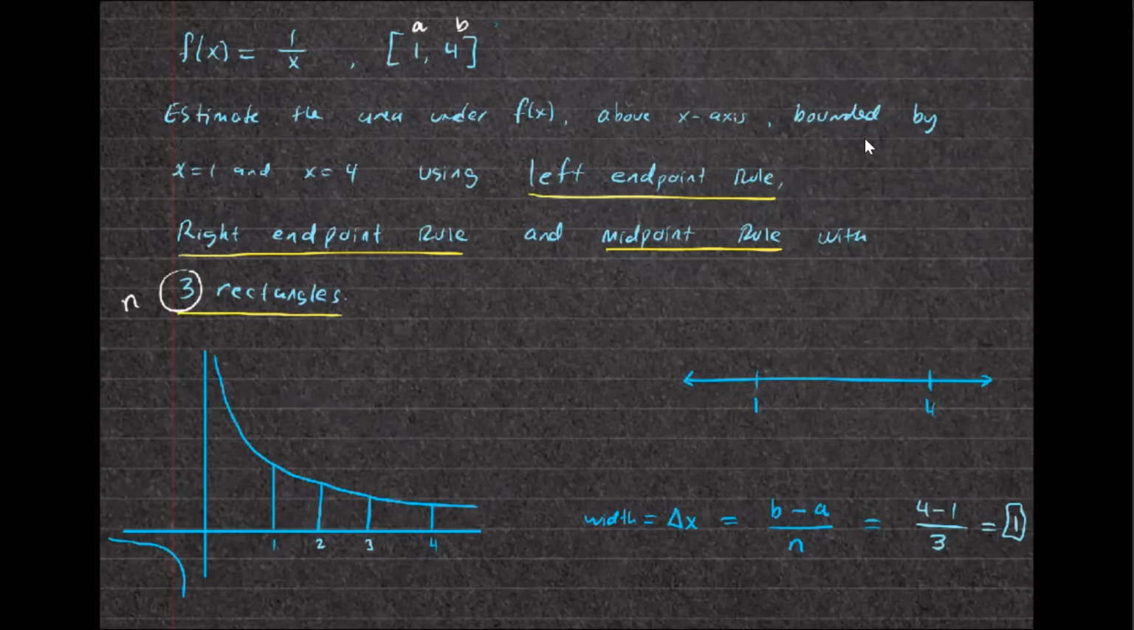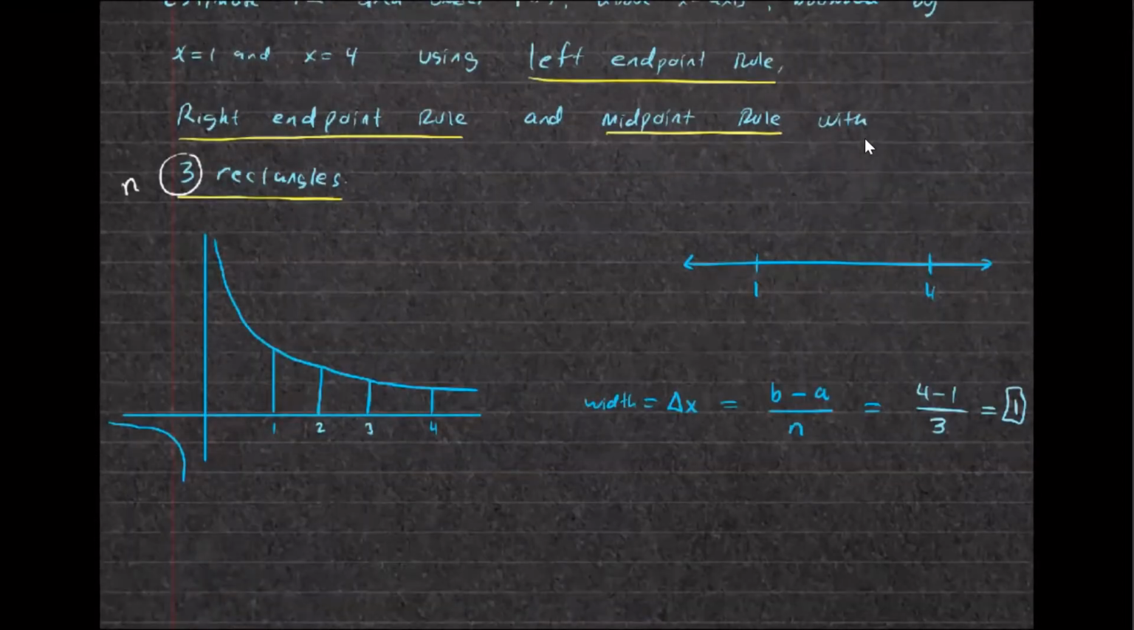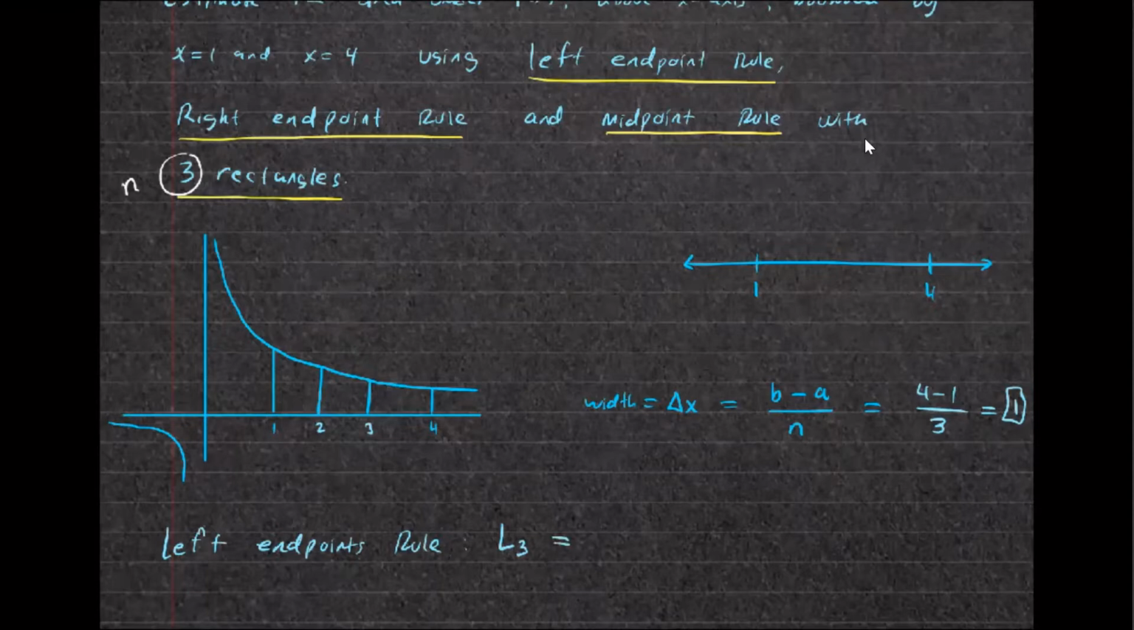So let's focus on the left endpoint rule. We're going to denote that as L for left endpoint, and because we're using three rectangles, you put a subscript 3 here. That means left endpoint rule with three rectangles. And the formula is simply the area of a rectangle. We know the area of a rectangle is length times width. In this case, our width is delta x, and our height is going to be determined by the function at some, let's say, x value.